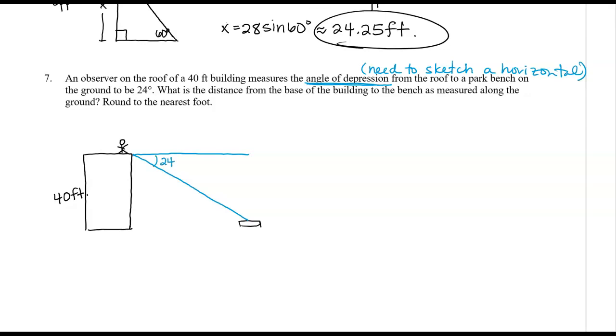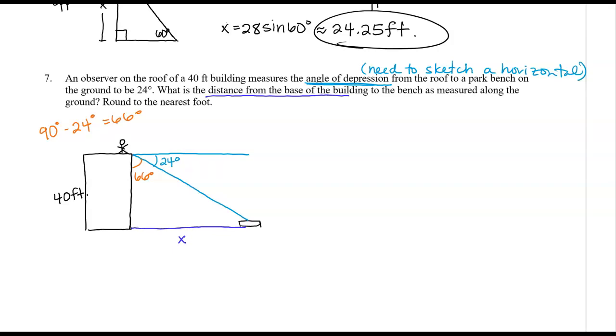The 24 degrees is right here, which then we could use that and the fact that this forms a right angle to determine that this angle here is 66 degrees. And I got that by doing 90 degrees minus 24 degrees. Okay, so we are being asked to find what is the distance from the base of the building to the bench. So we are looking for this distance here.